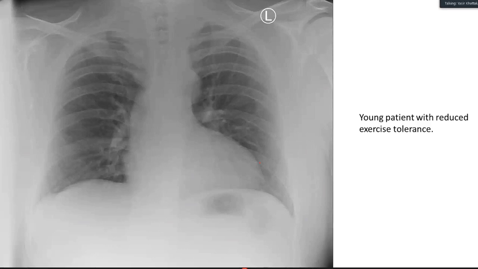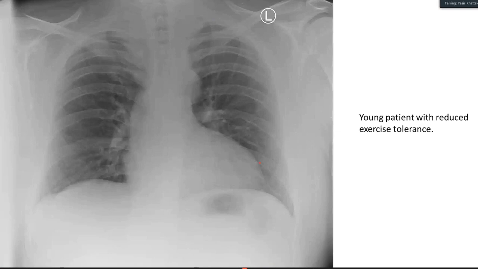So the aortic arch and the descending aorta seem dilated. And there is mild pleural effusion noted on the right side, as the costophrenic angle appears blunt. All right, so let's finalize it.